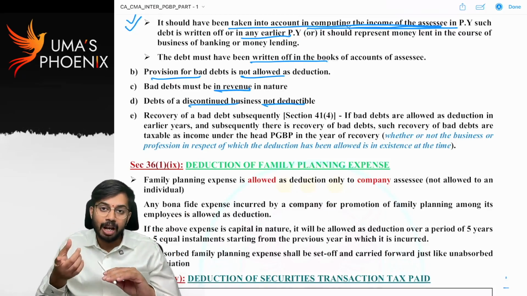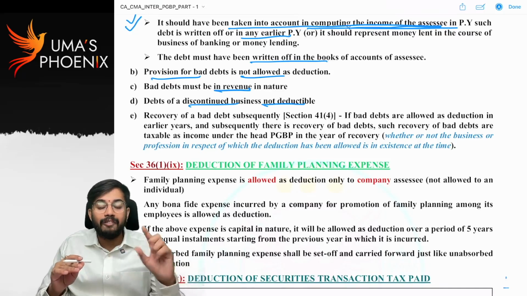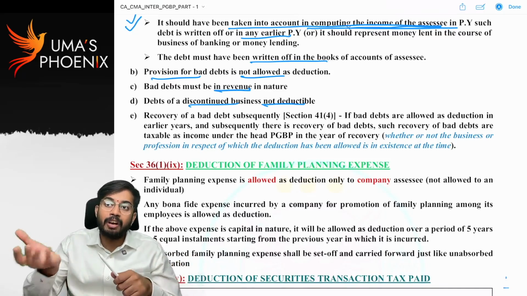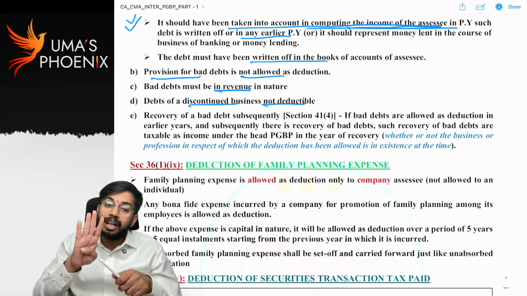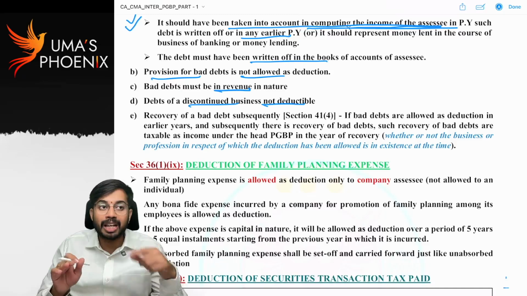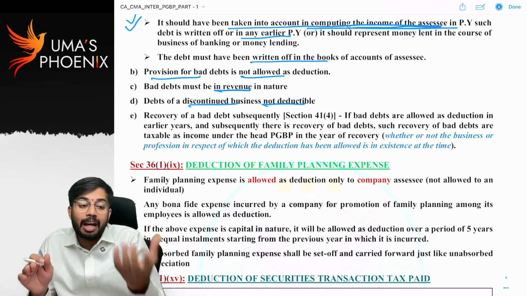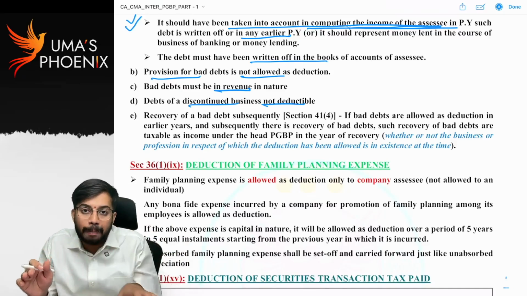After 2 years, I closed my practice and I am into employment. When I was doing employment, there was recovery of bad debt of 40,000. When this 40,000 came, am I still in practice? No, after 2 years I am in employment. When I was in employment, there is recovery of bad debts. At the time of recovery of bad debts, I am not doing practice.